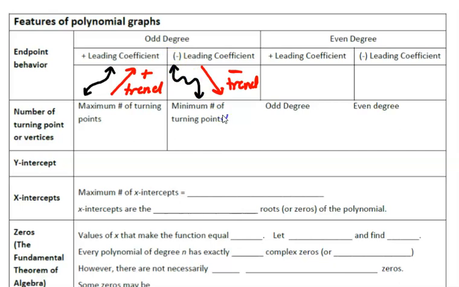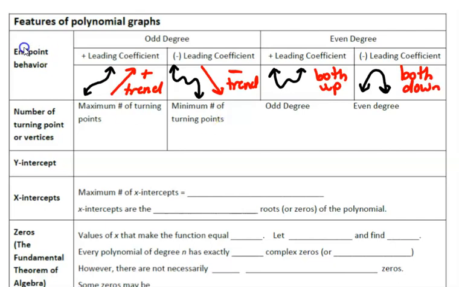Now an even degree function has two endpoints that point the same direction. So you might have maybe a 4th degree function that looks kind of like this. Both endpoints are up if we have a positive leading coefficient. If we have an even degree function with two endpoints pointing down, like this quadratic one here where they're both down, that means the leading coefficient is negative.